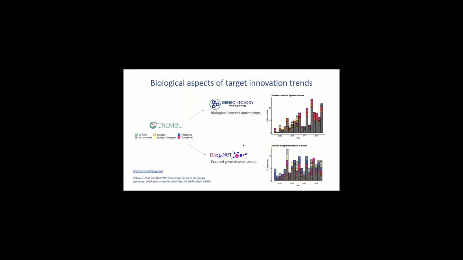And next, we also wanted to know about biological aspects of target innovation trends. So how can we do that? It's really about looking at target innovation trends over the years, but you can annotate targets to Gene Ontology biological process annotations, and on the other hand you can annotate them with diseases, and we took those from DisGeNET. And then you basically get a disease trend and a biological process trend line.